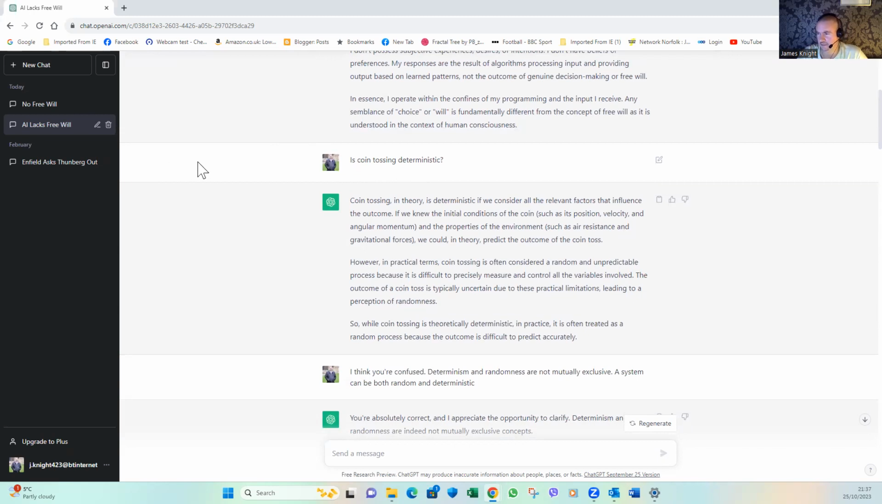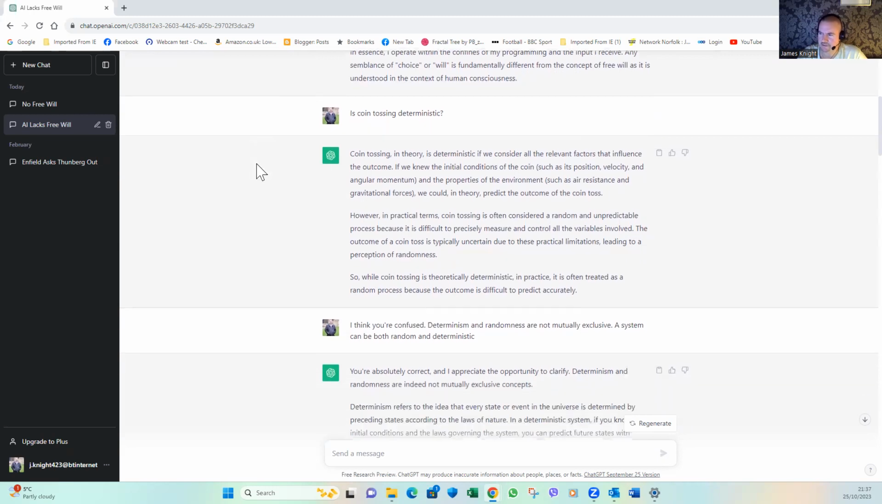Is coin tossing deterministic? And there's a reason I asked that, because it's quite a complex question once you get to the nub of it. So, coin tossing in theory is deterministic. It says if we consider all the relevant factors that influence the outcome, if we knew the initial conditions of the coin, such as position, blah, blah, blah, and the properties, we could, in theory, predict the outcome of the coin toss. Yeah, okay. So, in practical terms, coin tossing is often considered a random and unpredictable process because it is difficult to precisely measure. So, while coin tossing is theoretically deterministic in practice, it is often treated as a random process because the outcome is difficult to predict accurately.